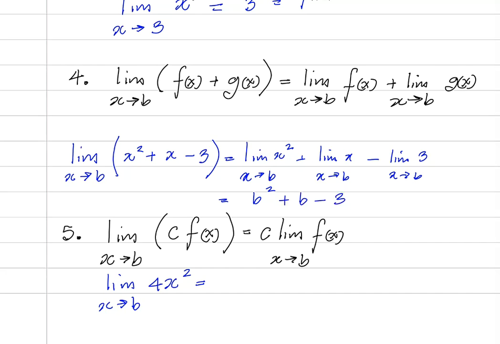The limit of c times f of x is equal to c times the limit of f of x. So the limit as x approaches b of 4x squared would be 4 times the limit as x approaches b of what? X squared, which is equal to 4 times b squared. All right, so we're looking at the limit laws, and so far we've gone through 5.